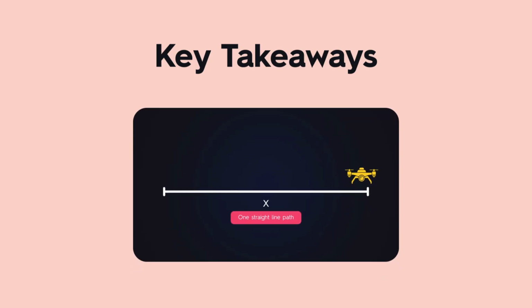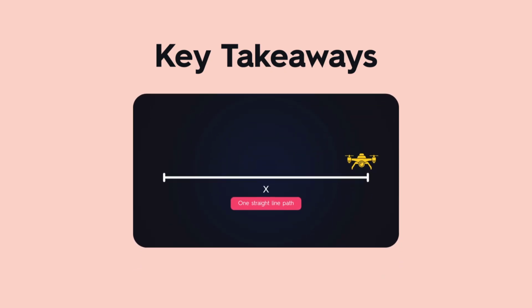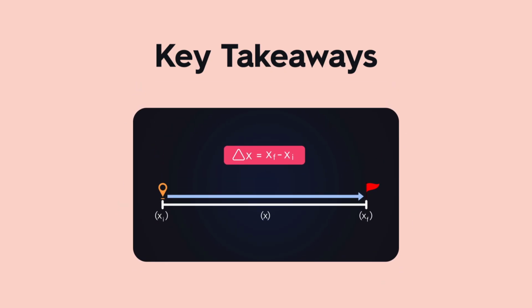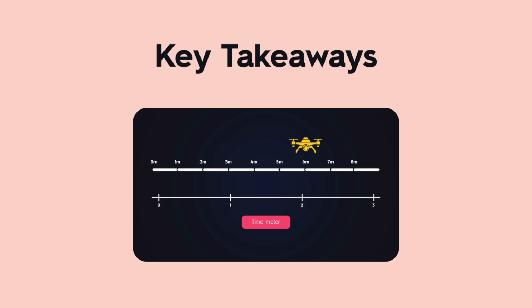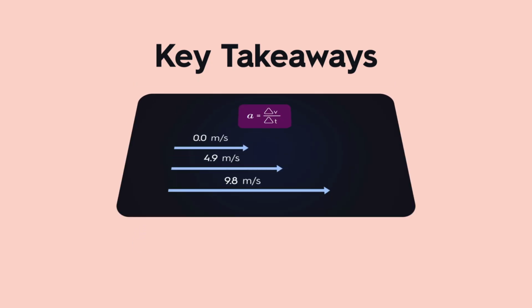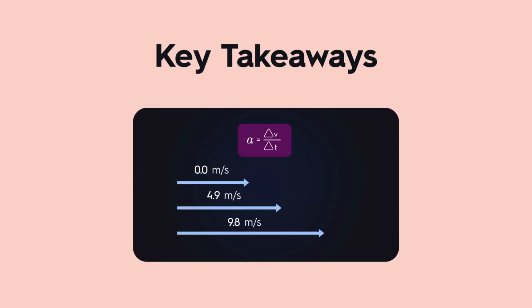Here are the key takeaways. One dimension means motion along a straight line. Displacement is the final position minus initial position. Velocity is displacement per time and includes direction. Acceleration is change in velocity per time, visible as changing spacing in motion diagrams.